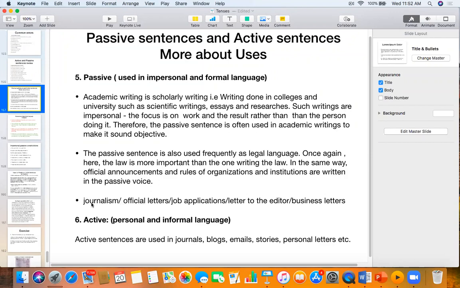So again, you will see passive sentences in journalism. All right, newspaper, the TV news report. Again, it is being objectively delivered, journalism. All right, and official letters.